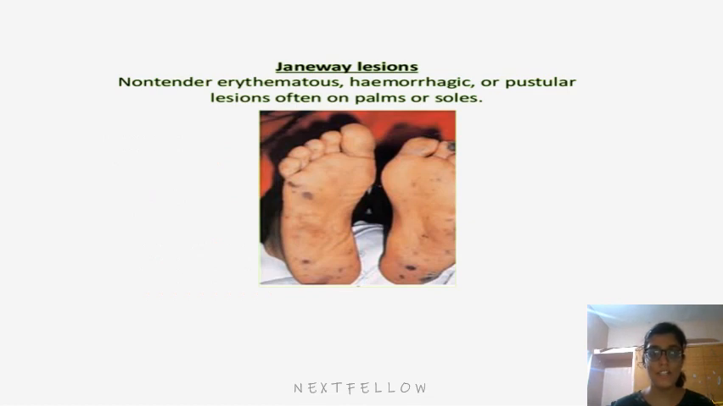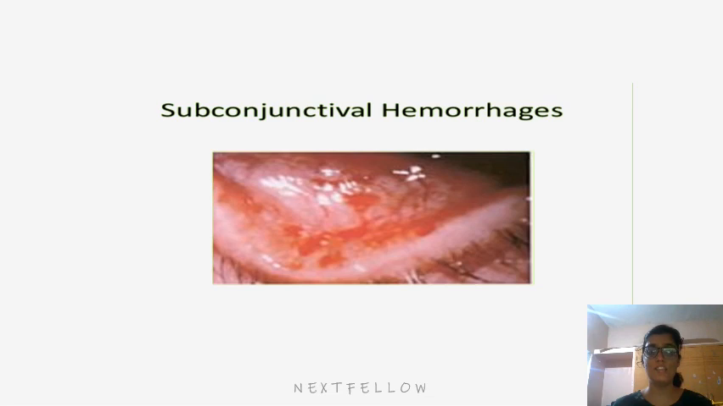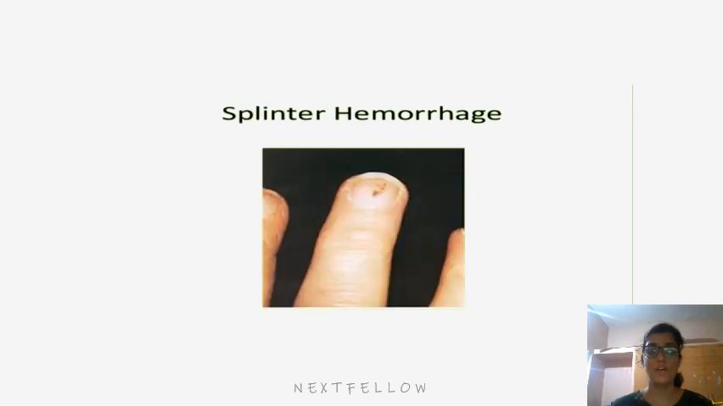So these are the Janeway lesions. Janeway lesions are non-tender erythematous, hemorrhagic or pustular lesions often found on palms and soles, seen in infective endocarditis. So these are the Osler's nodes, which are tender subcutaneous nodules. These are the subconjunctival hemorrhages seen in infective endocarditis. This is a photograph of splinter hemorrhages.